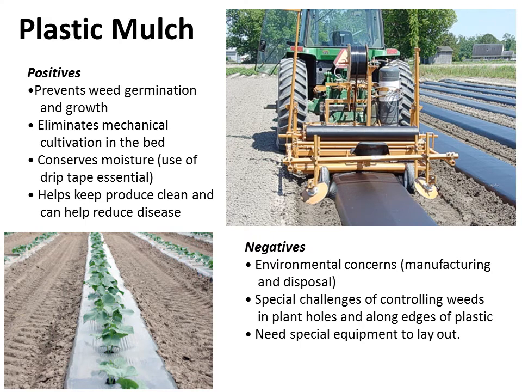Most growers will struggle with what type and how much plastic mulch to use on a farm. There are many benefits to using plastic mulch, such as soil warming, preventing weeds in the entire bed, reducing mechanical cultivation, moisture conservation, and irrigation simplicity with drip, and keeping produce clean. However, there are also drawbacks, such as disposal and environmental concerns with the plastic at the end of the year, controlling weeds on the edge of the plastic and in the plant holes, and the need for additional special equipment to lay the plastic and drip out.